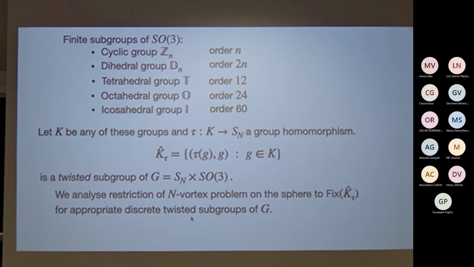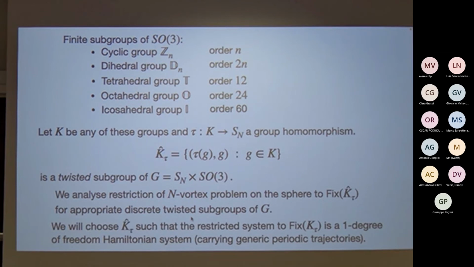So select your group K in the right way, then look at this fixed points space. The idea is that this is going to be a subsystem of the full system, and the idea is to pick the group K in such a way that this is a 1 degree of freedom Hamiltonian system. And if it's a 1 degree of freedom Hamiltonian system, then the generic trajectories are going to be periodic. So that's how we're going to find these periodic energies.